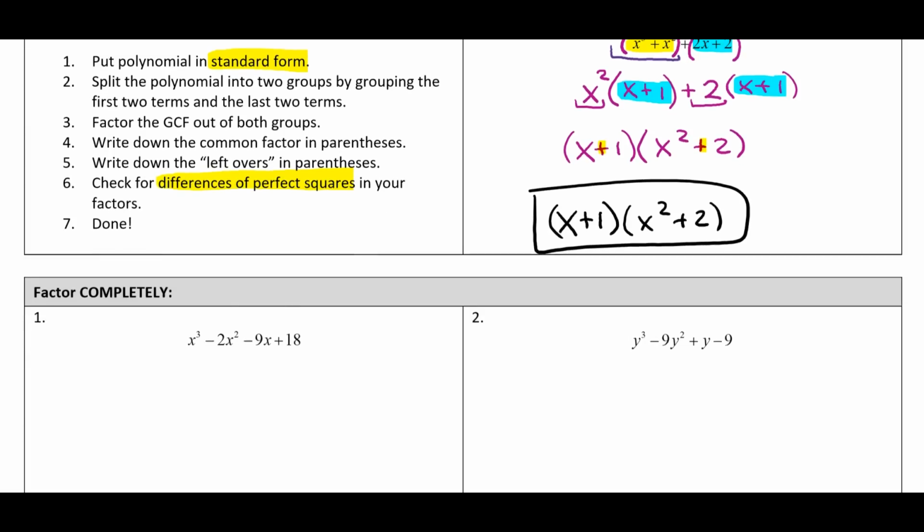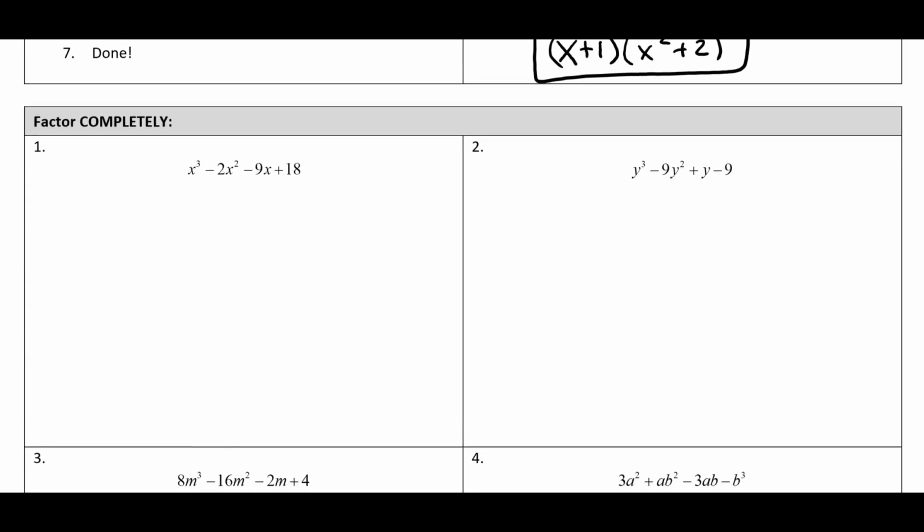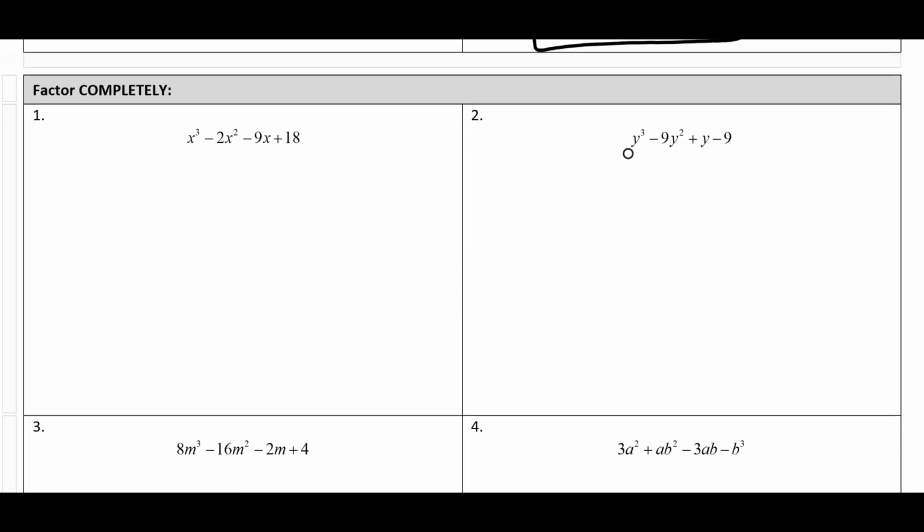All right, let's look at some more examples. So now we're going to factor completely. So we have 4 terms. They are in standard form. So we're going to group the first 2. Now this one's a little different because there's a negative here, and that negative has to stay with the 9x. So there's really like a plus in between here because we keep the negative with the 9.